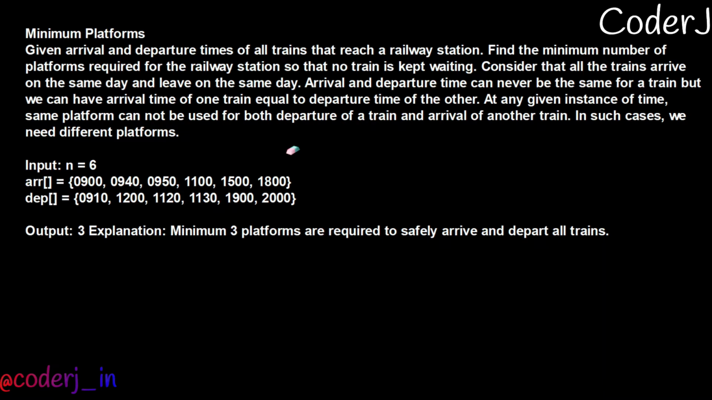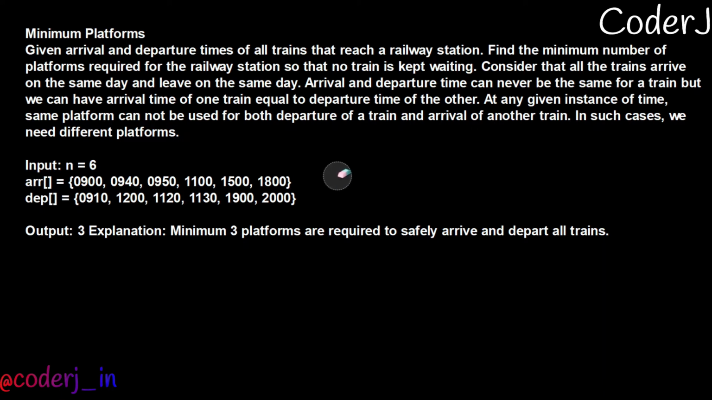Consider that all the trains arrive on the same day and leave on the same day, which means the dates and times you'll be getting are for the same day, okay? There is no day 2, day 3. Arrival and departure time can never be the same for a train, but we can have the arrival time of one train equal to the departure time of another train. At any given instance of time, the same platform cannot be used for both departure of a train and arrival of another train. In such cases, we need a different platform.